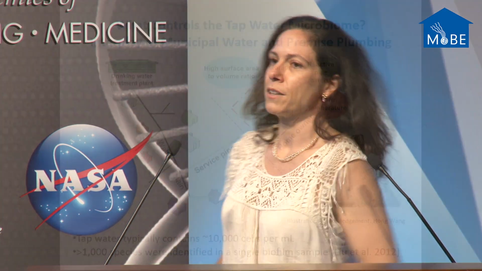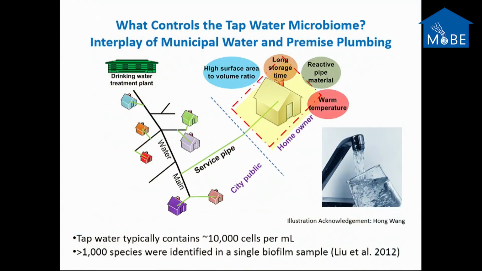And so, if we think about a glass of water, it's important to recognize there's a lot of microbes in there, about 10,000 cells per milliliter. And as Norm Pace is fond of saying, it's just a little extra protein. The question we're trying to answer is, where are these microbes coming from?